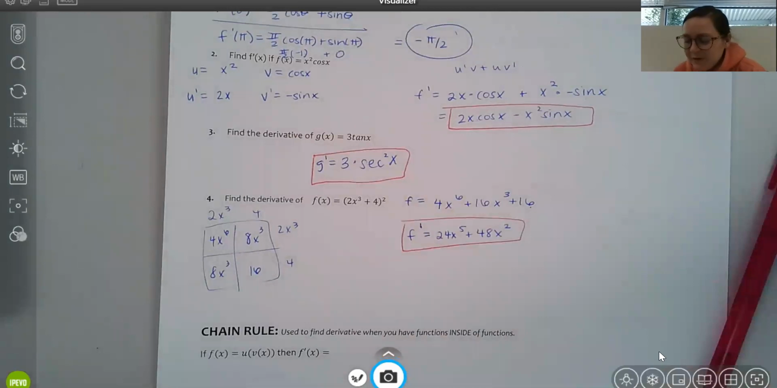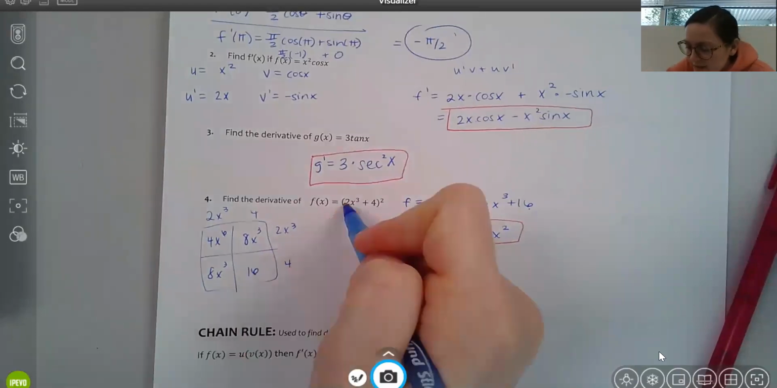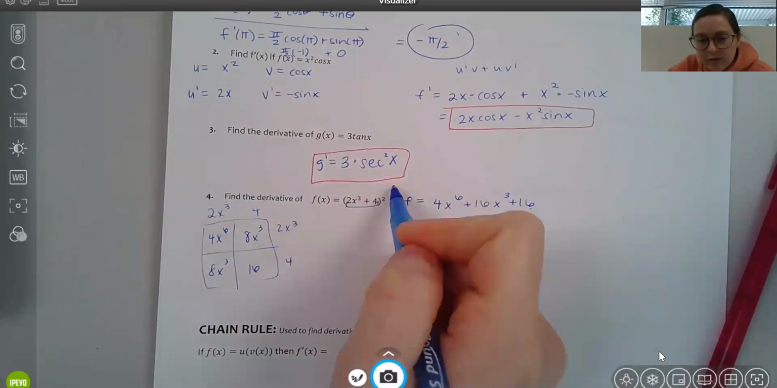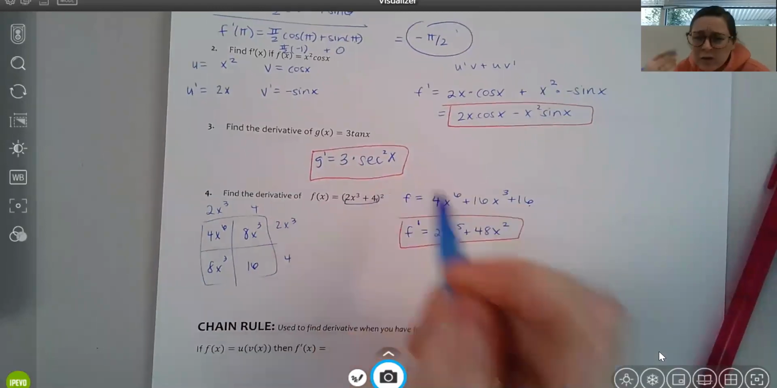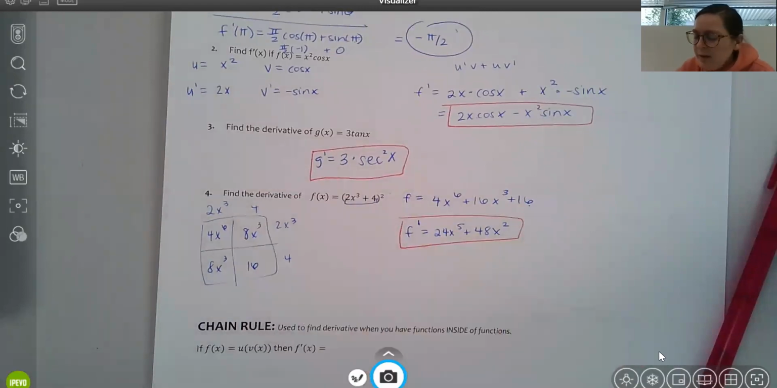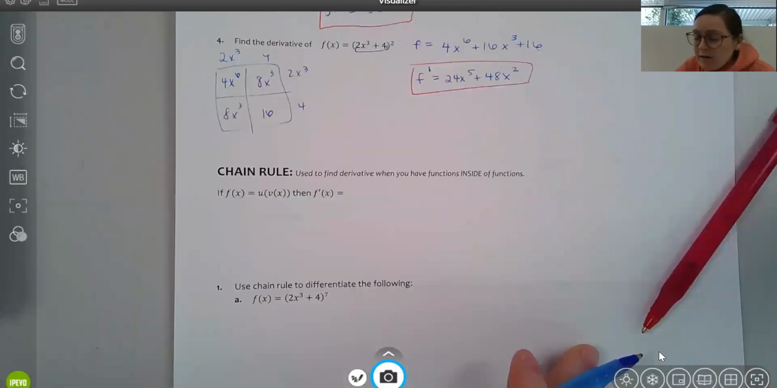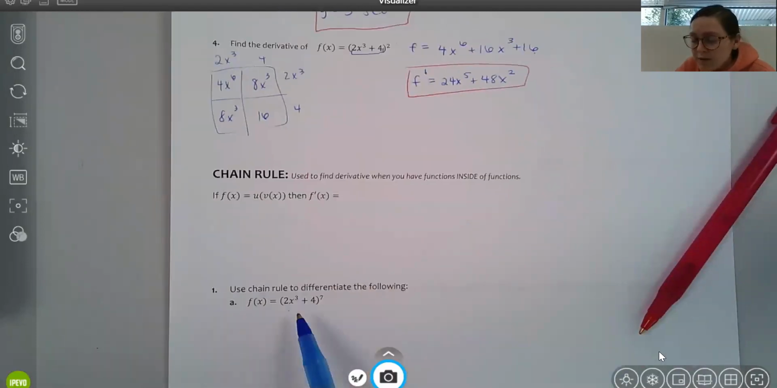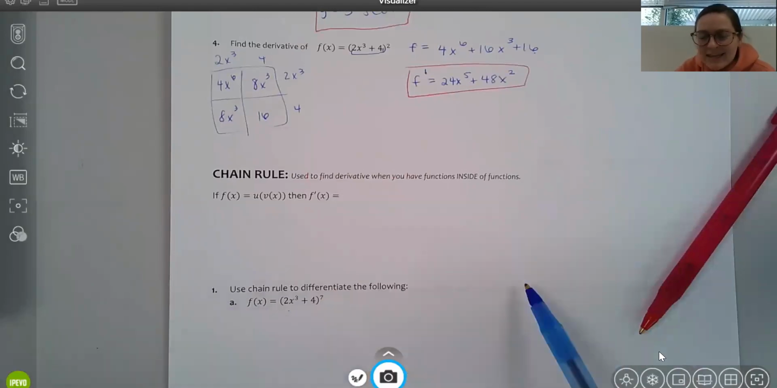Hopefully you got this. Okay, so what we're talking about today is called chain rule. Chain rule is the rule to take a derivative when you have functions inside of functions. In this case, see how I have this inside function and all of this is inside of the squared? I didn't really need to use chain rule because I can just square that and then take the derivative, no problem. But if I'm looking at something like 1a, I definitely do not want to do box method 7 times to get all of this multiplied out and then take the derivative. That would be so much extra work.